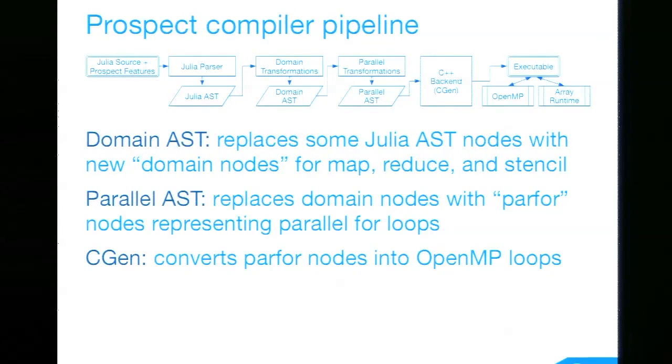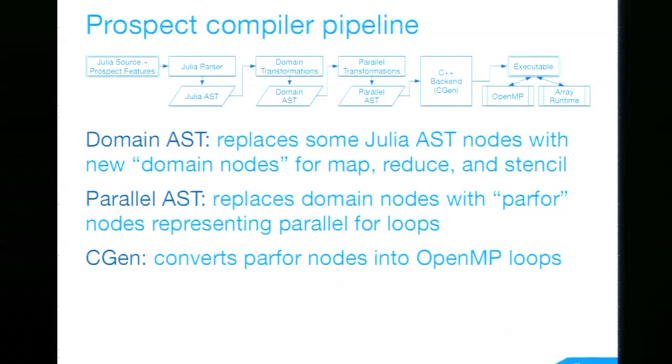I mentioned a second ago that Julia has good support for manipulating its own ASTs. And in fact, there's a function called code_typed that you can call to get the AST of any function. This is very convenient for us, because we simply call that, and then we pass the result to the first phase of our compiler, which is called domain transformations. The domain transformations phase produces this domain AST, or domain IR, intermediate language, which is like Julia's AST, except that certain AST nodes have been replaced with these new nodes that we introduce for parallel patterns. So a couple of kinds of map, reduce, and stencil. Taken together, we call those domain nodes.